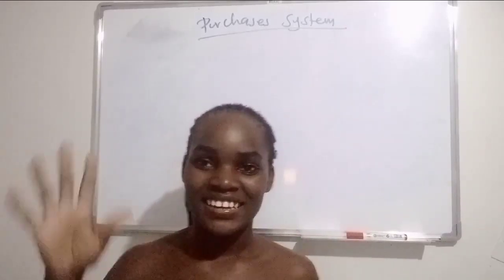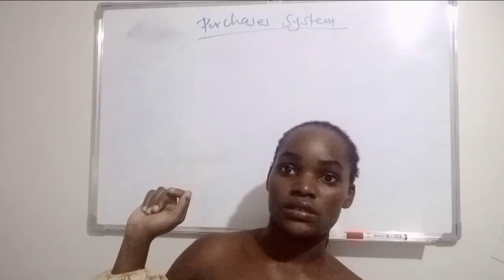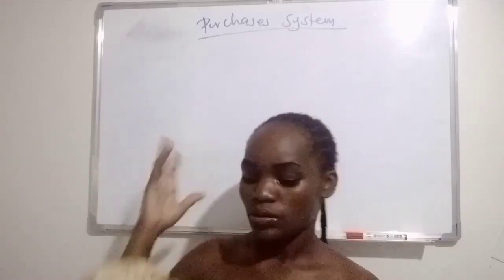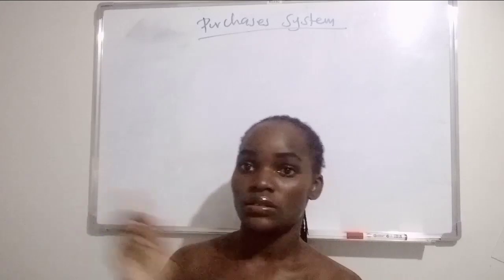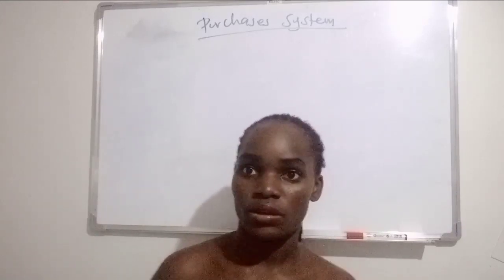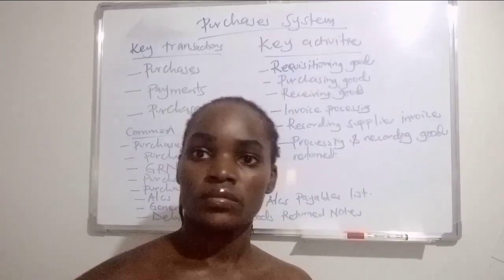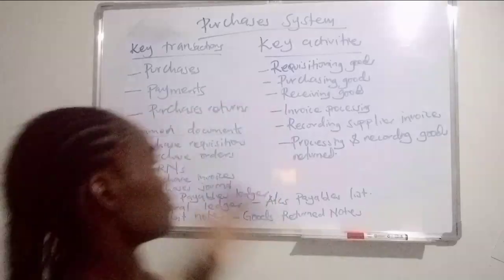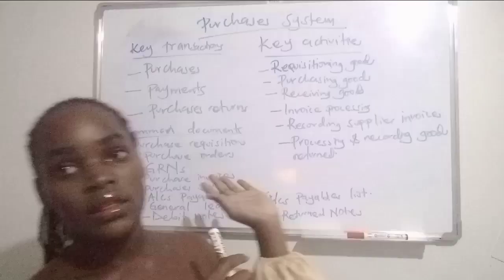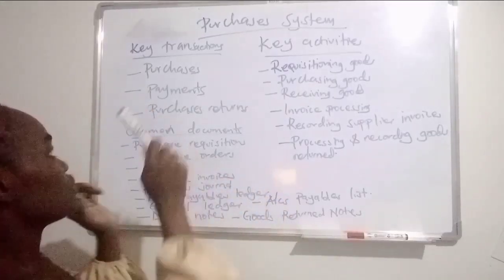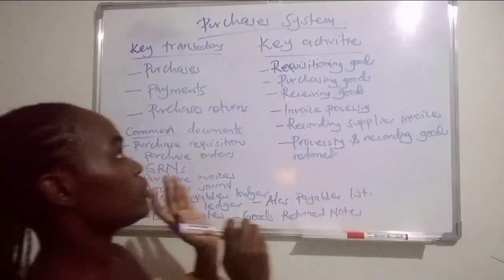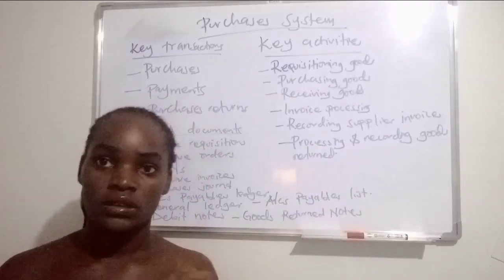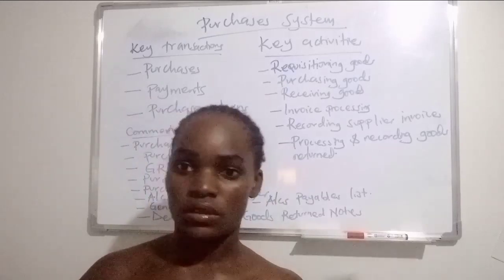Is this okay? So I'm dealing with the purchases system. We are going to look at the key activities, key transactions, and then the key documents. So this is what we have. These are the key transactions, common documents, and then the key activities. So this is how it looks without the light.